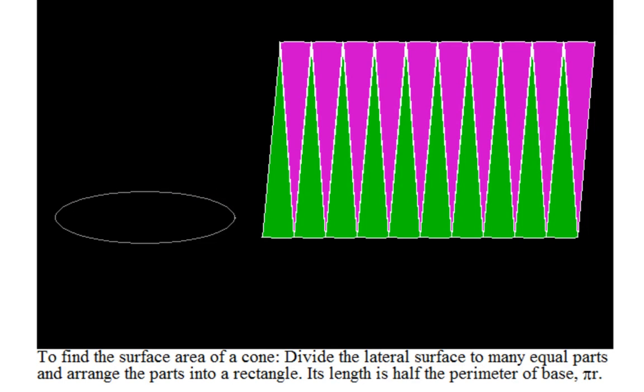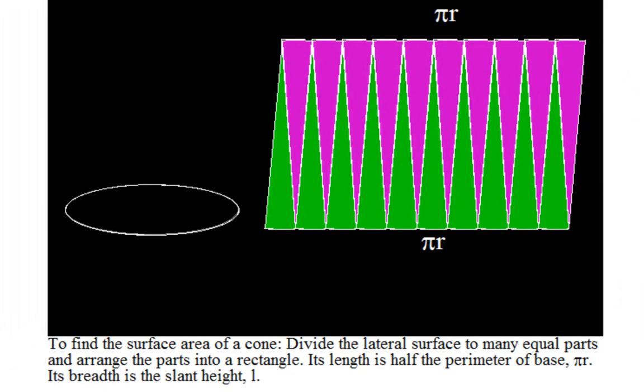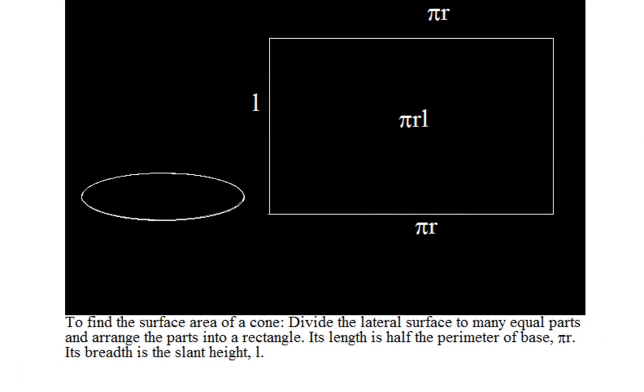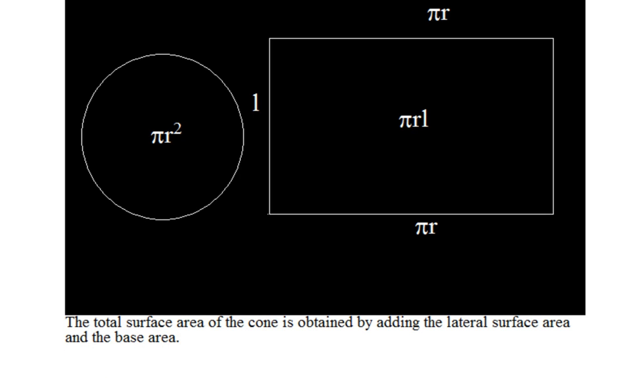Its length is pi r. Its slant height is L. So lateral surface area is pi r L. Base area is pi r square. So total surface area of a cone is pi r L plus pi r square.